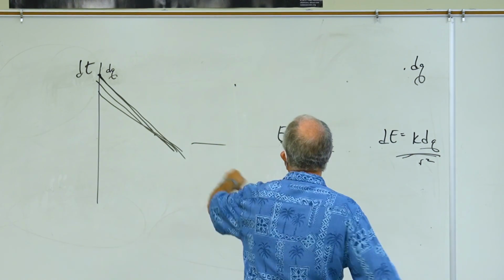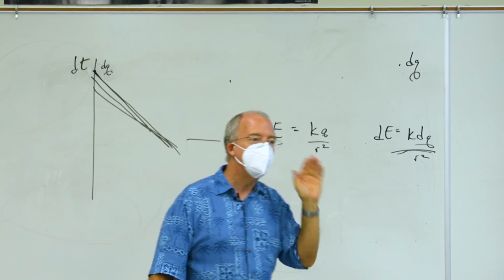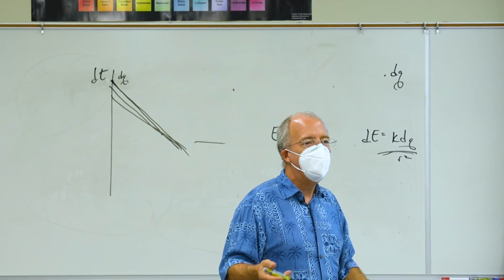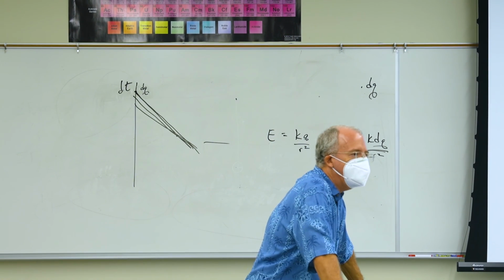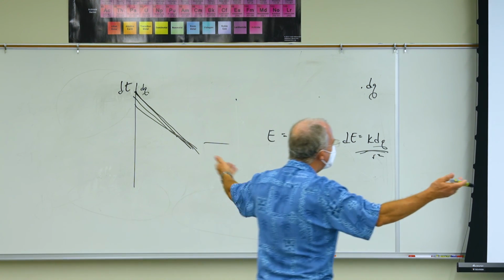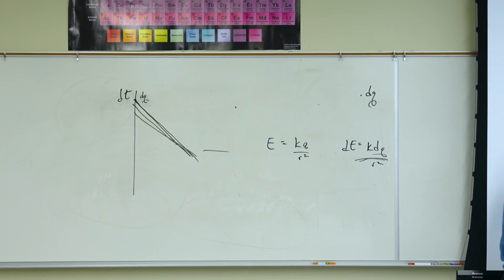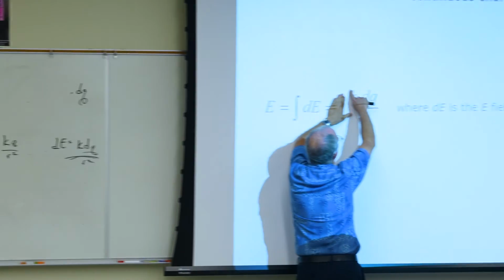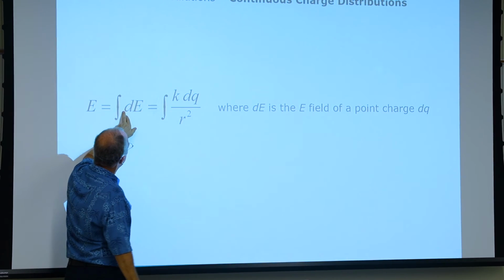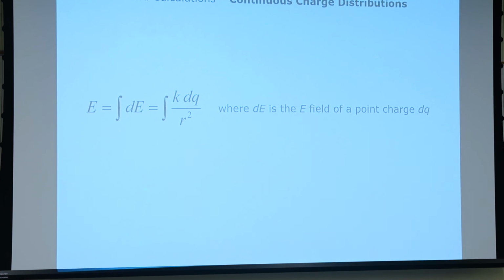Now, what are we going to do to all these DEs? We're going to add them together. And how do you add tiny things? Integral. All right? So this is not a big deal, right? This is the E field of a little charge called DQ. And we're going to call it DE. And all we're going to do is sum all these guys. Big deal.